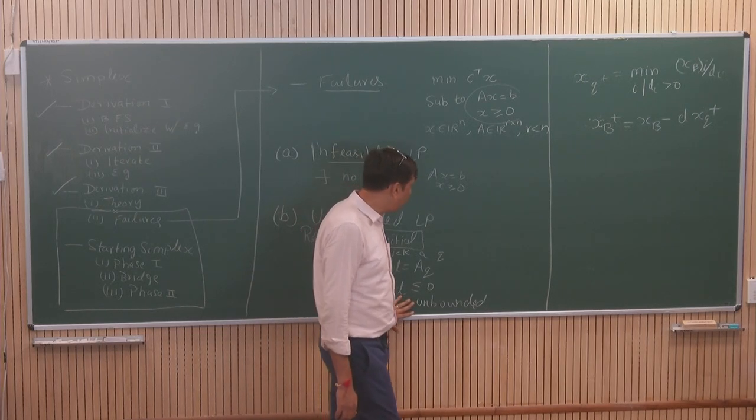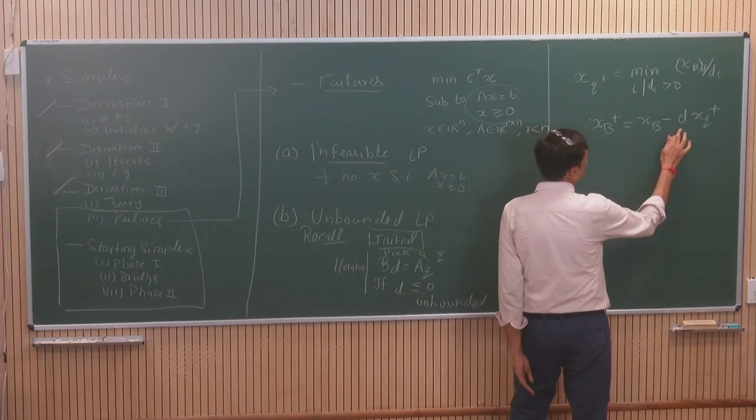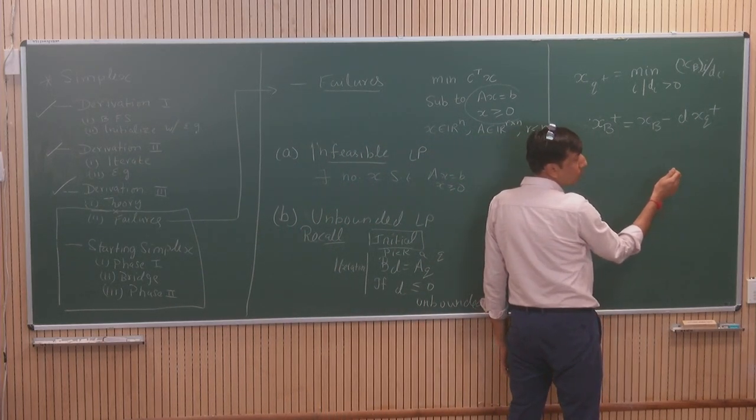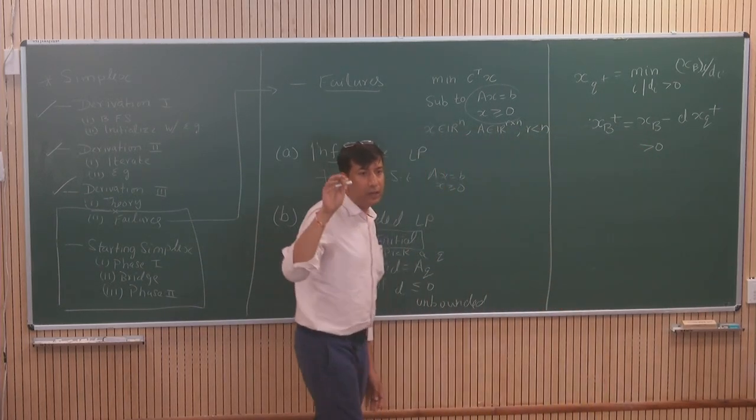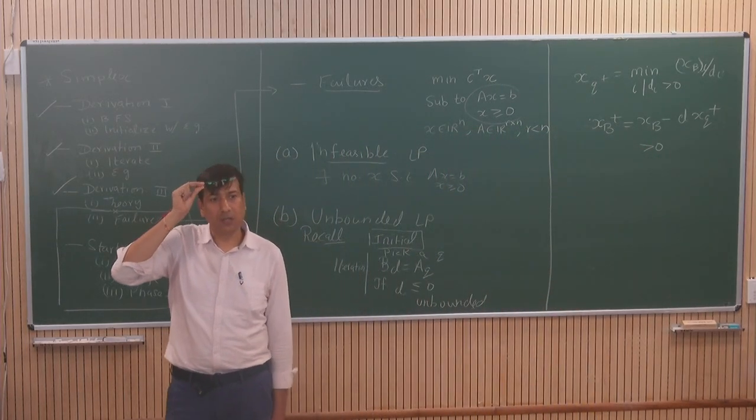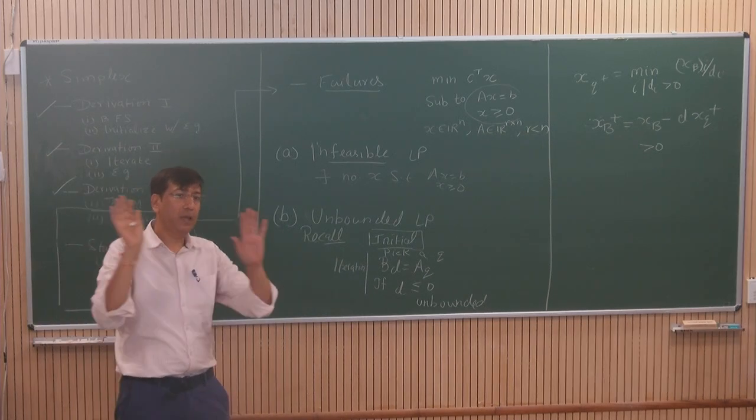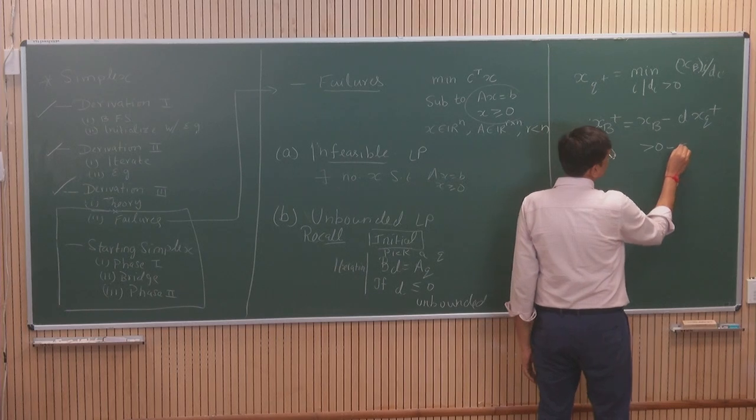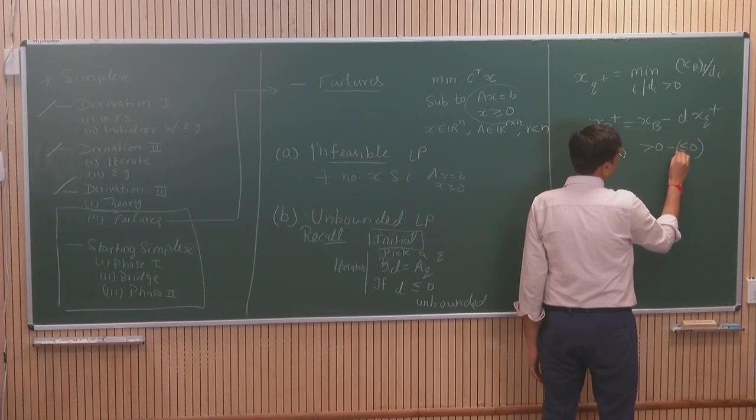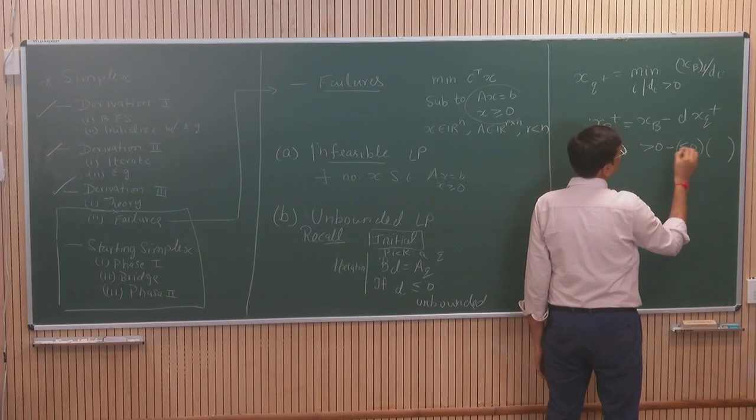So now let's just look at it. If all d's are less than or equal to 0, what is xB? Strictly greater than 0. Forget about the degenerate case that there are some elements which are 0. We are just saying N has 0 and B has non-zero. Exactly. And this is less than or equal to 0. What about xq plus?